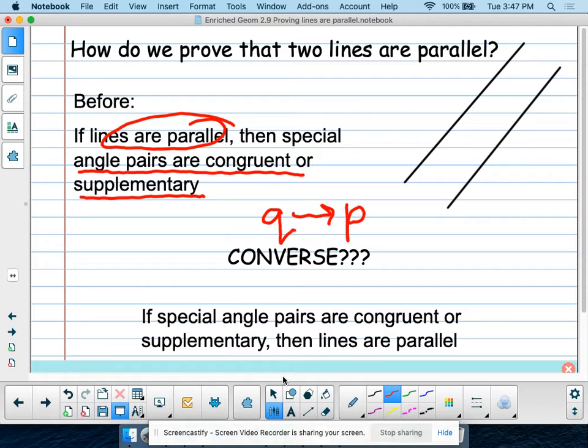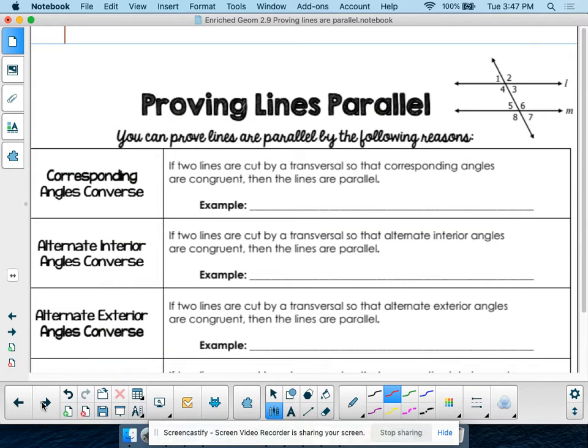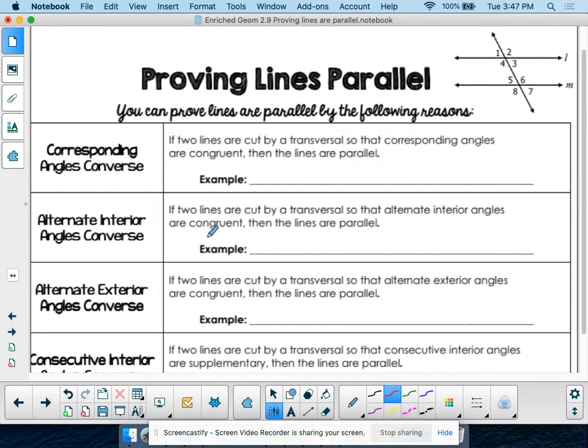Today we're going to be given the angles, and then we need to decide if it's enough information to prove lines are parallel. Okay? That's our big goal idea today. So we have some reasons as to how lines can be parallel.